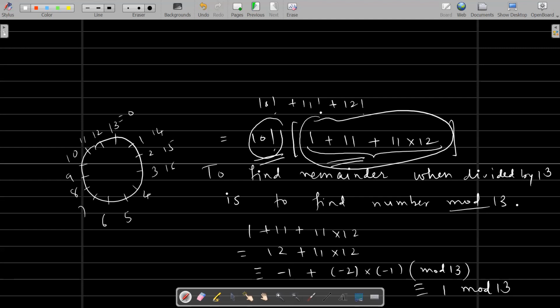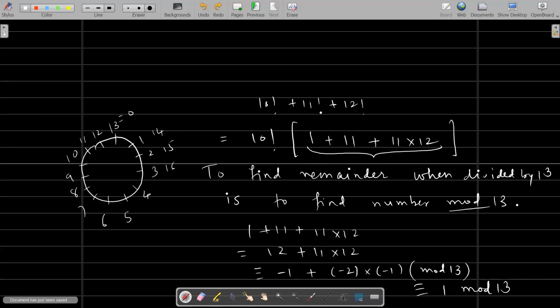I'm asking about the 1 plus 11 plus 11 times 12, sir. So that is 12 plus 11 into 12. Okay, I understood. So I'm using negative numbers. 12 is -1 mod 13. Everyone agrees? Yes, sir. Similarly, 11 is -2 mod 13. So the idea is to work with negative, positive, anything, but the idea is to work with smaller numbers. That's the point.